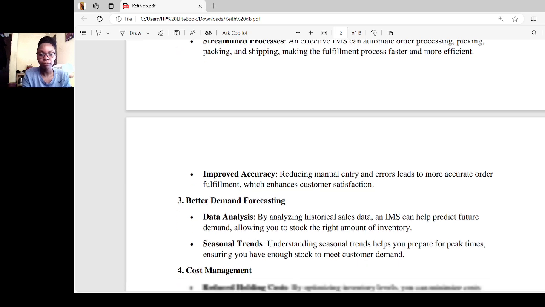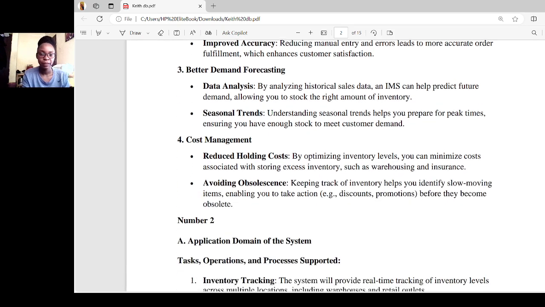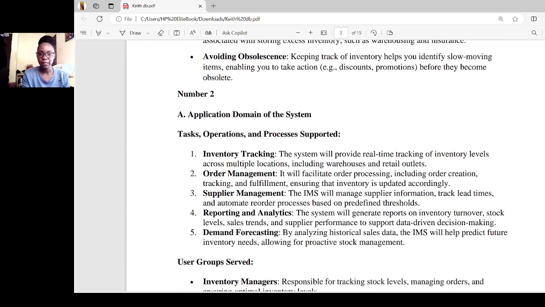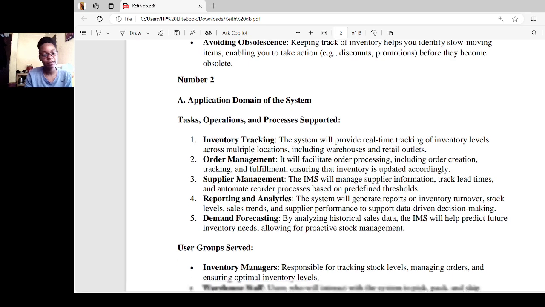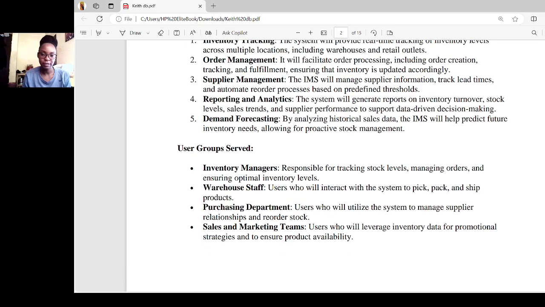And as we continue, application domain of the system. One, as we had mentioned above, we have inventory tracking, order management, supply management, report and analytics, demand forecasting. Then the groups that my database system will serve include inventory managers, because they can keep track of the stock levels and they can manage the incoming and outgoing orders.